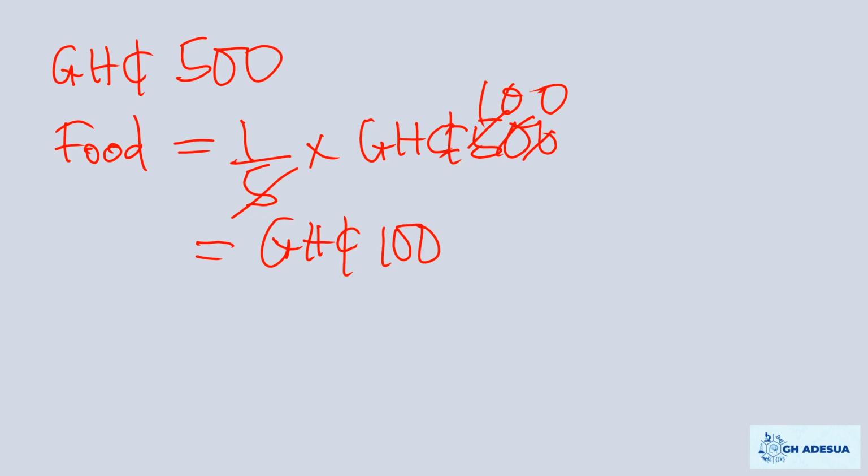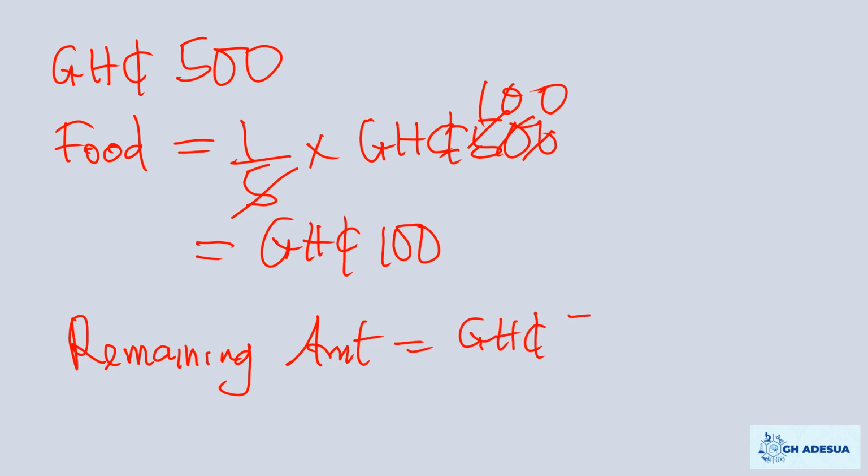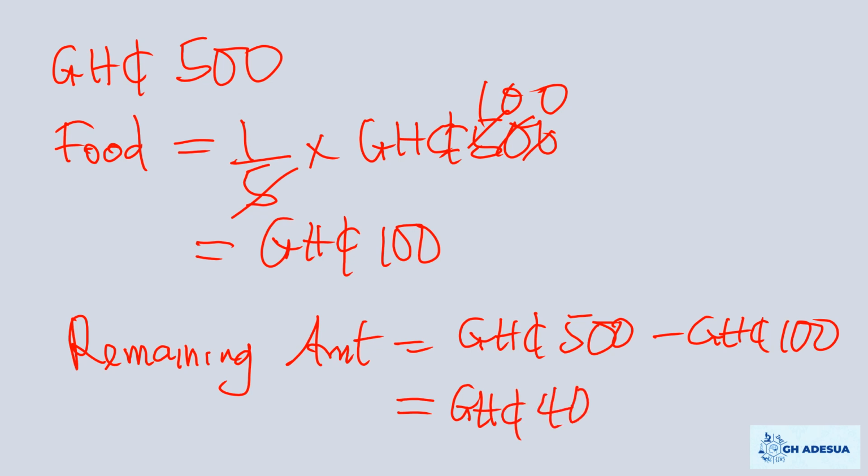And it goes further to say that 1/4 of the remaining is spent on transport. So then you have to calculate the remaining, because from it you can find 1/4 of that. So remaining amount will be the original amount, that is 500 minus 100, and that would give us 400. So the remaining amount is 400. Now we are saying that 1/4 is spent on transport, meaning that 1/4 of 400 is what is spent on transport.